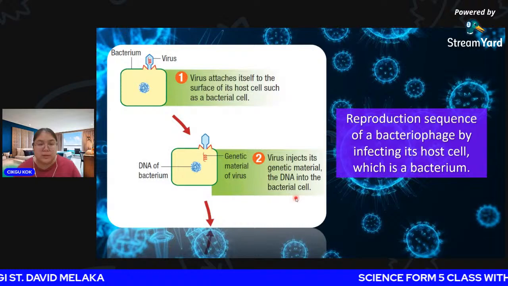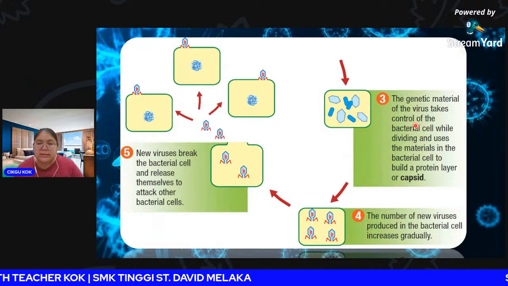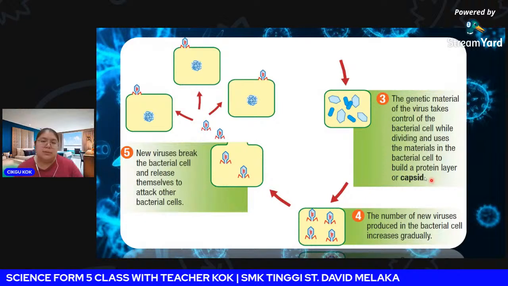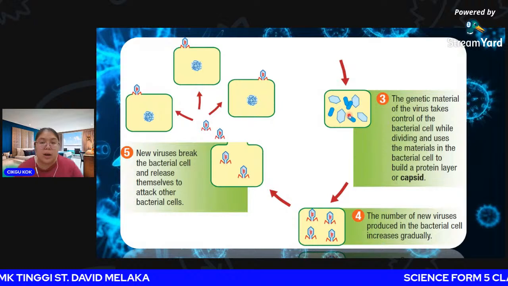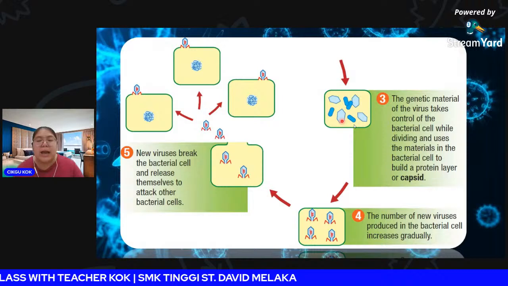Okay, now after the drop, you can see number three. The genetic material of the virus takes control of the bacterial cell. Now they can control your bacterial cell, divide, and also use the material in the bacterial cell to build the protein layer. So they just go in, drop the DNA in the bacteria, and after that they build the protein layer. They get all the material from your bacteria, then build another protein layer. That means they want to build another virus, so they build step by step.